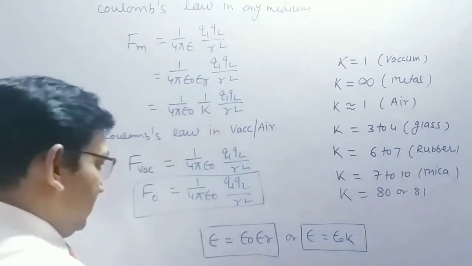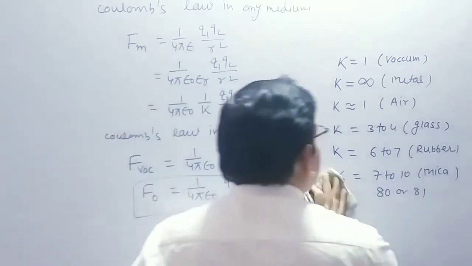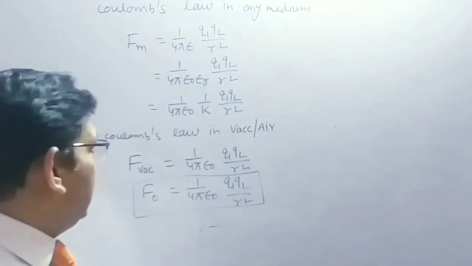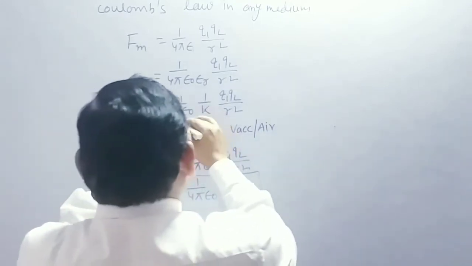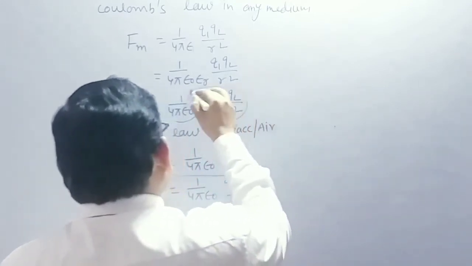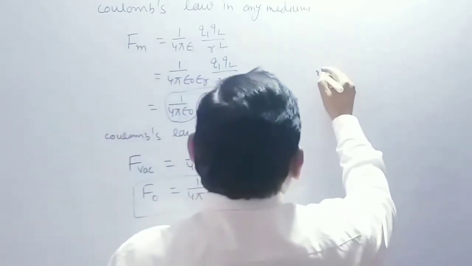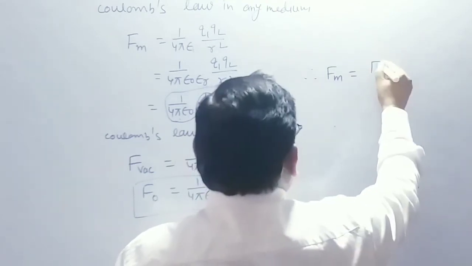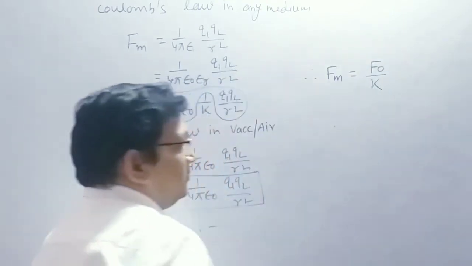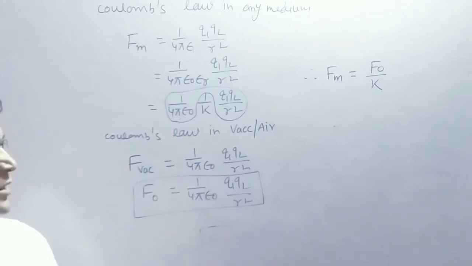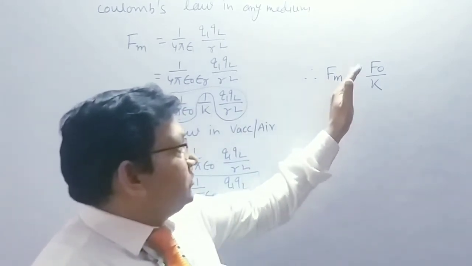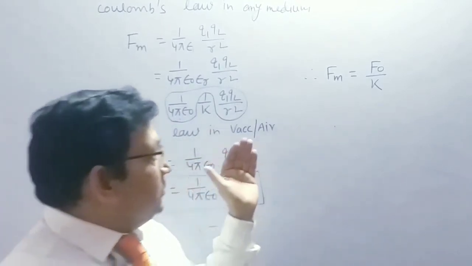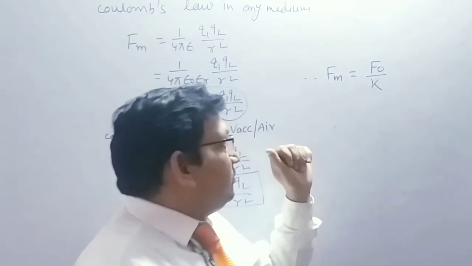From this expression, we have an important result, that is how the force between two charges in a medium changes. Look at this expression, this whole expression represents Coulomb's law in air. So force in medium can be written as F naught by K. Now this is also a very important result, and questions are asked on this formula, which indicate how the force between two charges depends on the medium.